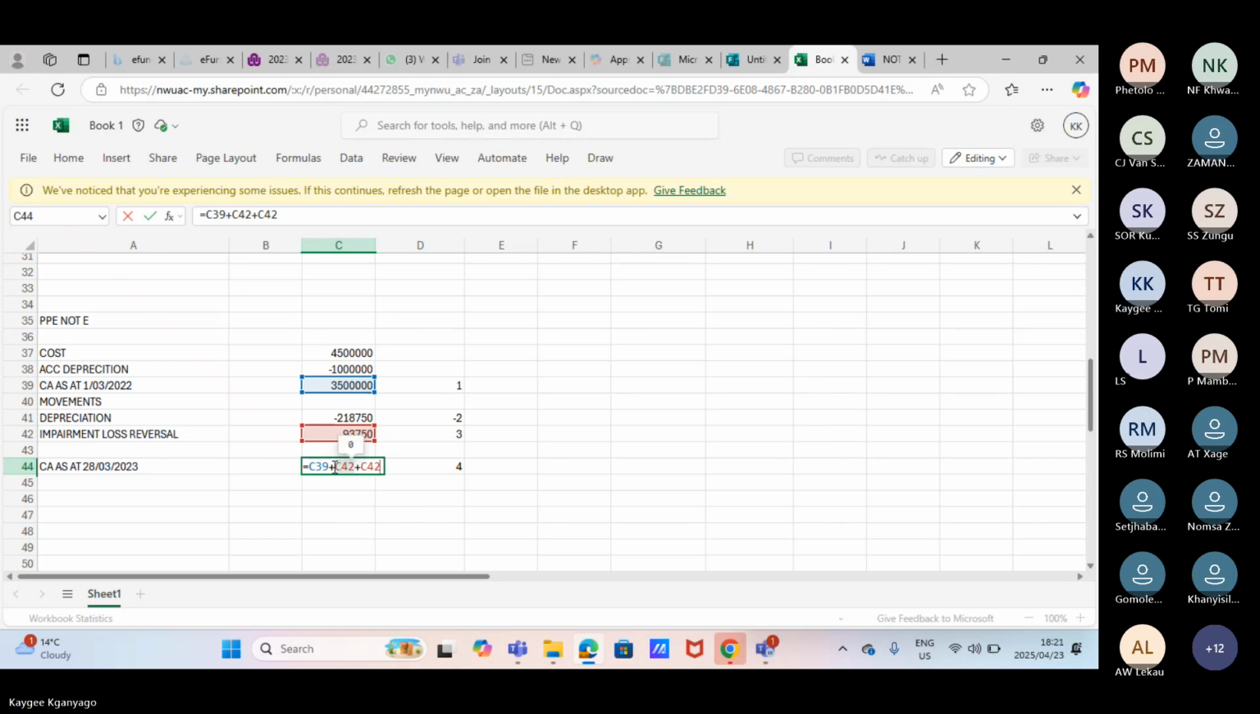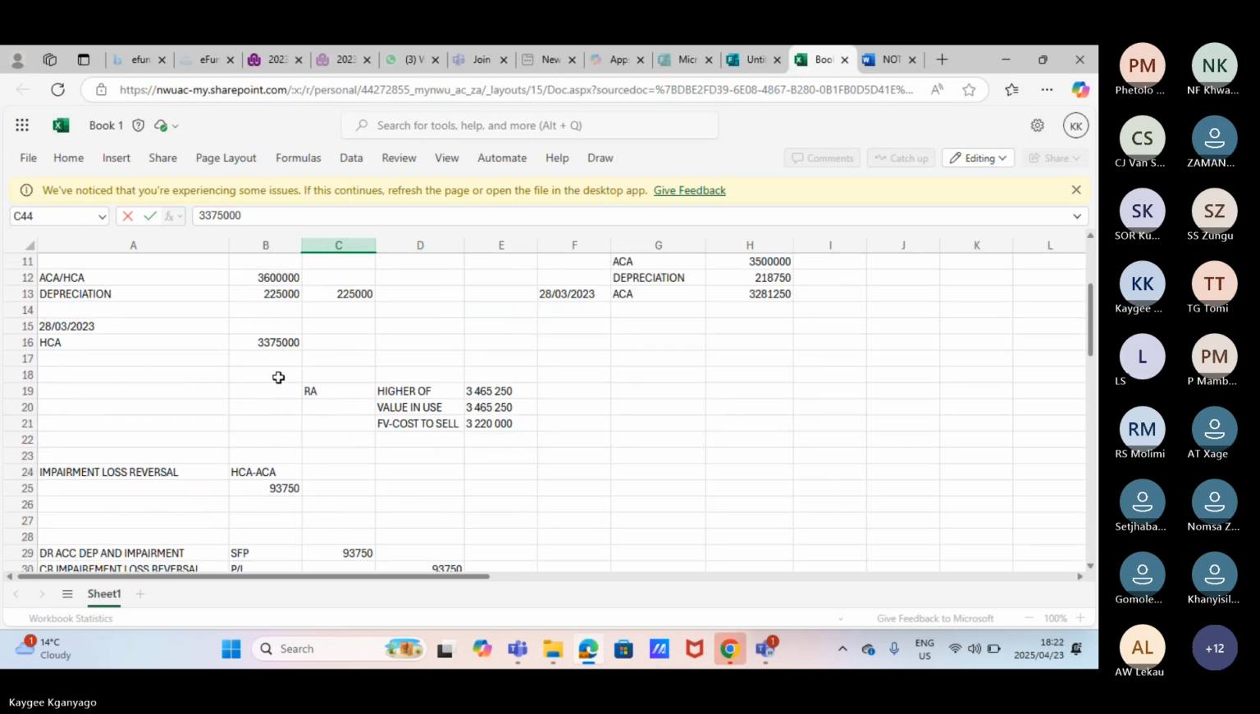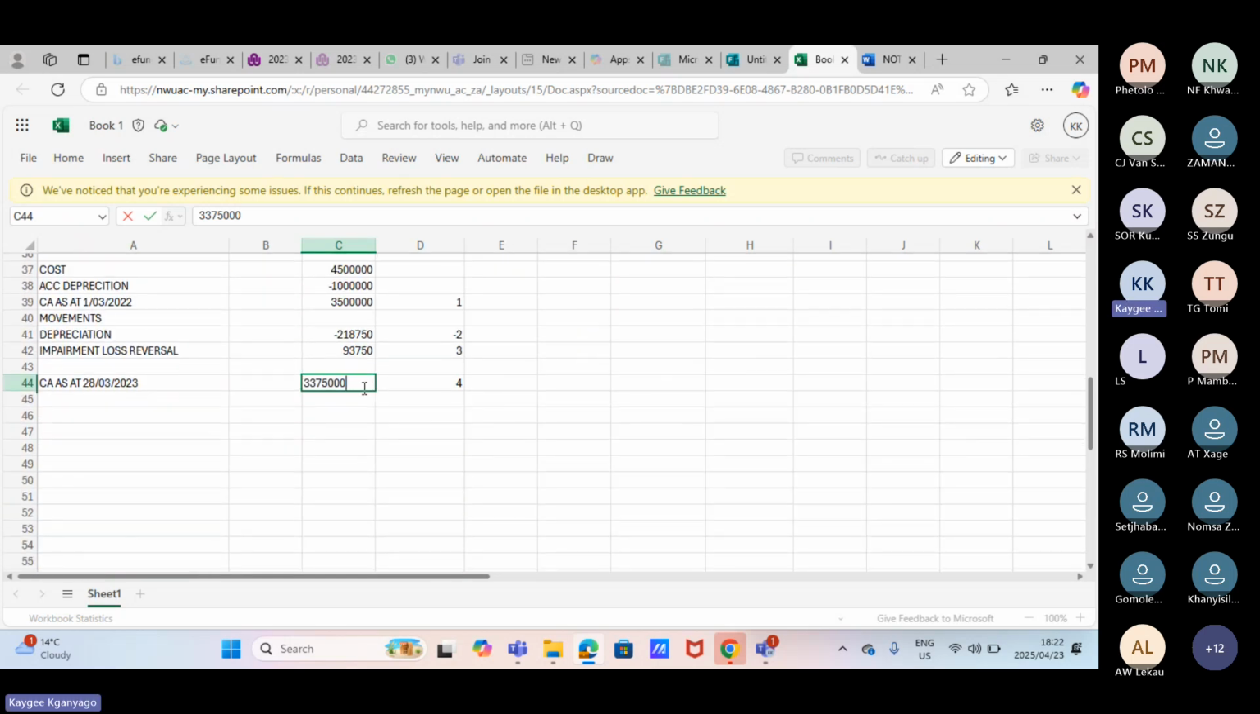It means I was supposed to say... Okay, let me see this formula again. Maybe it's me with my formula. I'm saying it's 1 minus 2, and then this one. When I use a physical calculator, I'm getting the correct answer. It is supposed to be 3,375,000, yeah, this balance. If I take 3.5 million, subtract 218,750, and then add 93,750, I'm getting 3,375,000. Is it fine this way?